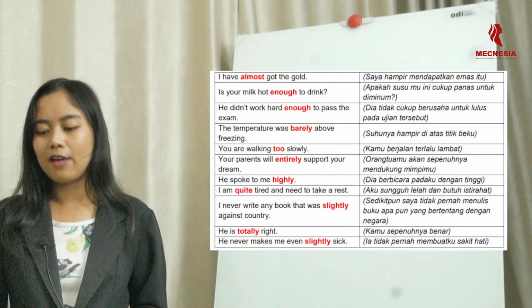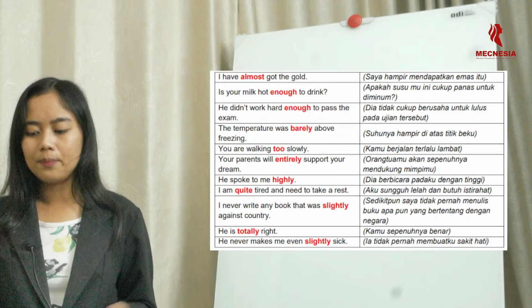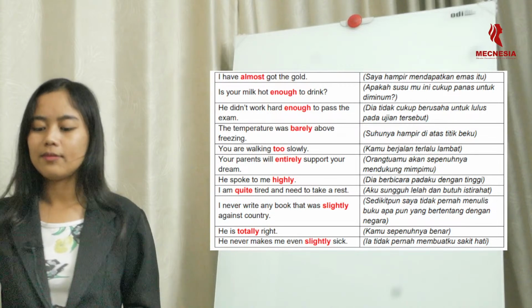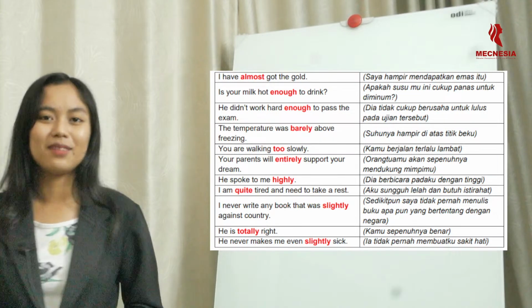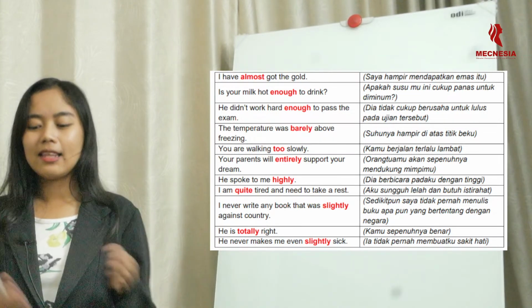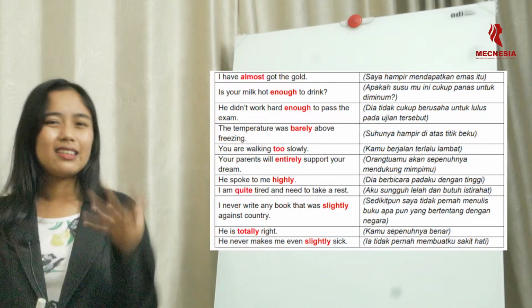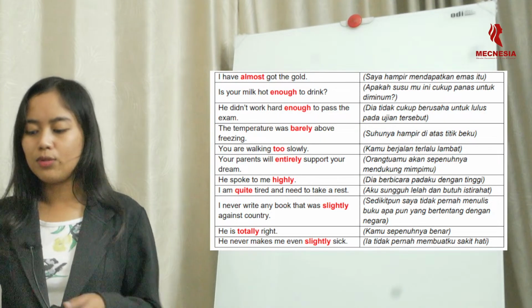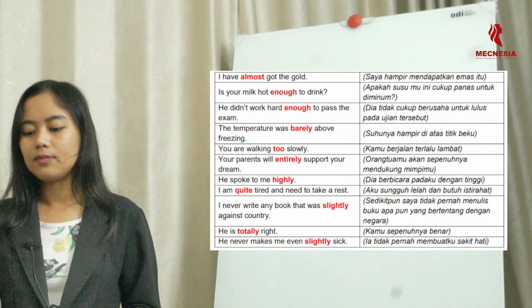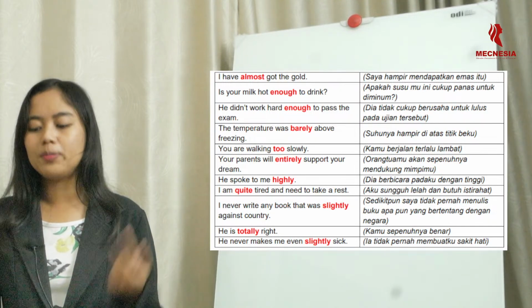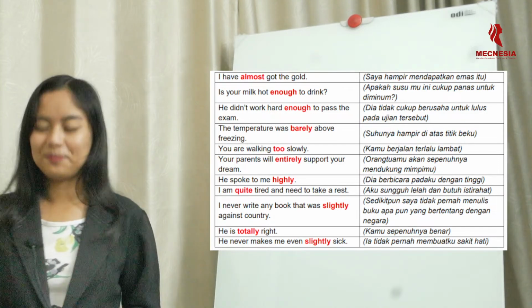Next example we have, I never write any book that was slightly against country. Let's say it with me. I never write any book that was slightly against country. Sedikit pun saya tidak pernah menuliskan buku yang bertentangan dengan negara. So here, the adverb slightly is modifying the verb write.